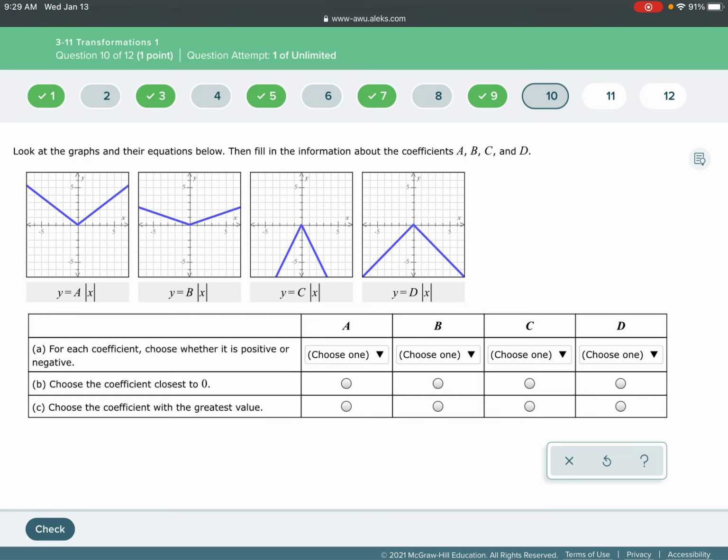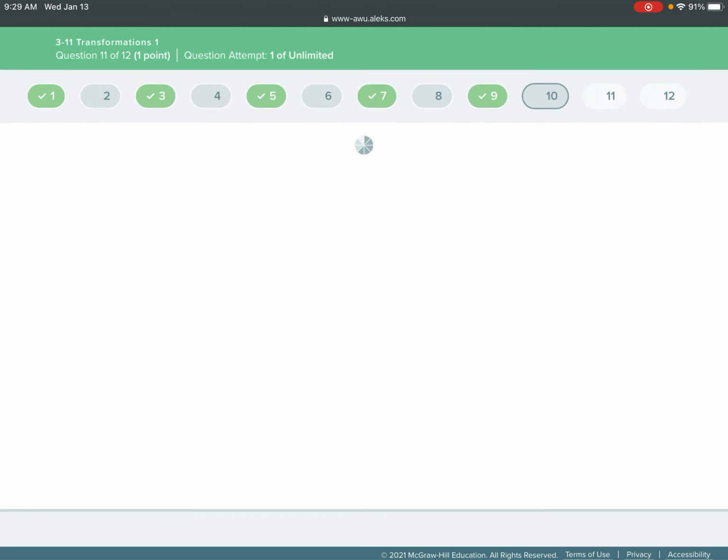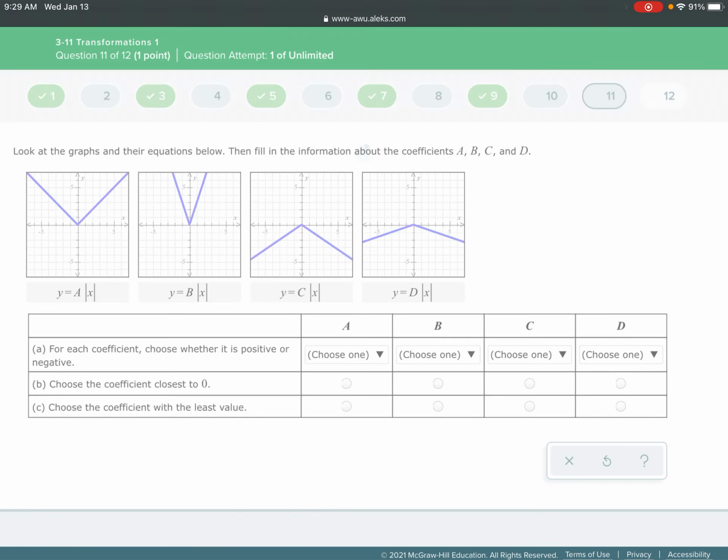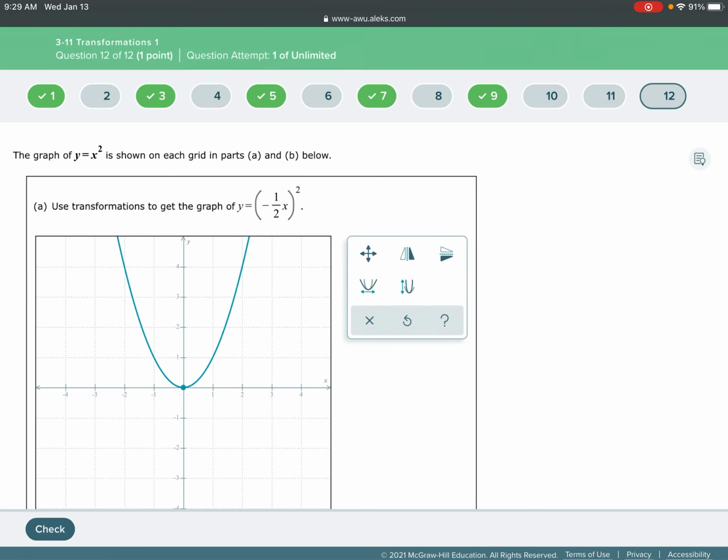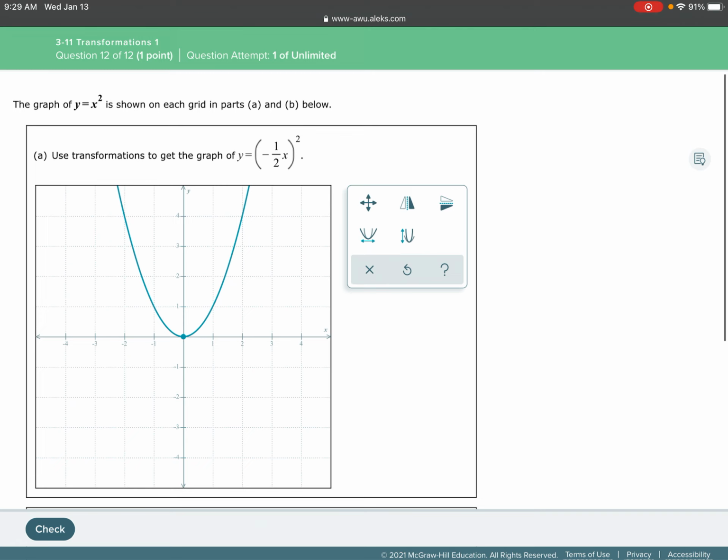More of the same, this time with absolute value function. And then ending with one last one. It says the graph of y equals x squared is shown on each grid in parts A and B below. Use transformations to get the graph of y equals negative 1/2 x squared.